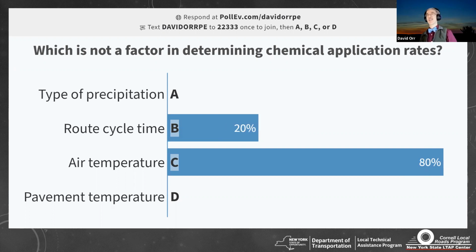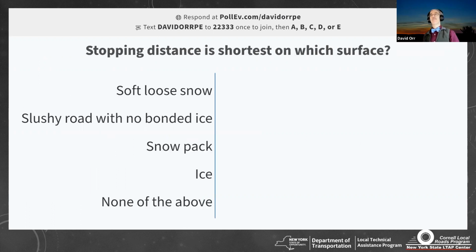Yeah, very good. Certainly the type of precipitation makes a huge difference. We know that. Route cycle time, you got to add more chemical if you've got a longer cycle time. Air temperature is, yes, we need to monitor it. It can be used as a surrogate, but the best thing to do if you can is to know the pavement temperature.